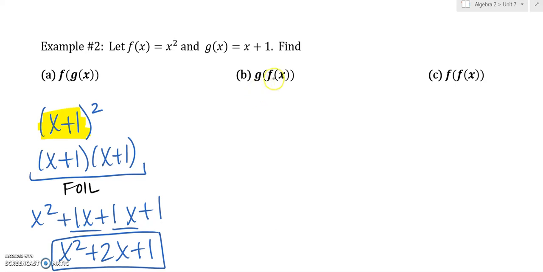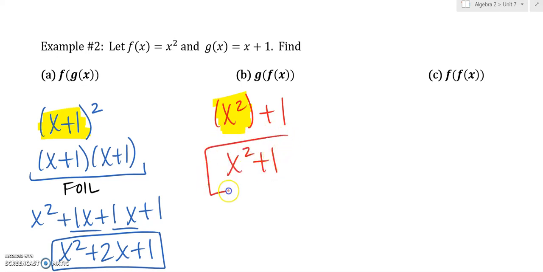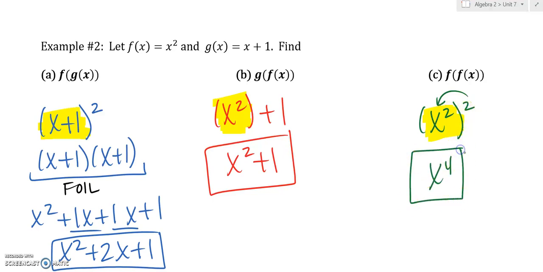Problem B. Take f of x, put it into g of x. So I'm going to have x squared plus 1. Once again, this yellow used to just be an x. When I'm looking at this, x squared plus 1, I cannot do anything with it. That's my final answer. Last one, f of f of x. So I take f of x and I put it inside itself. So I'm going to have x squared and then the whole thing squared. Okay, I put it in parentheses though. This yellow piece used to just be an x. So thinking about what I would do with my exponents, I multiply those 2's together and I get x to the 4th.